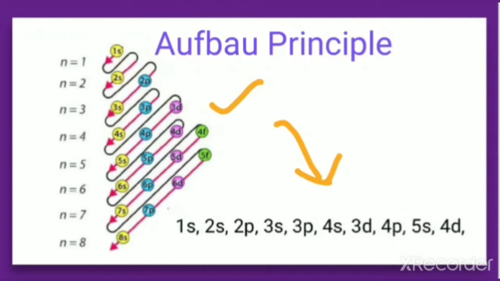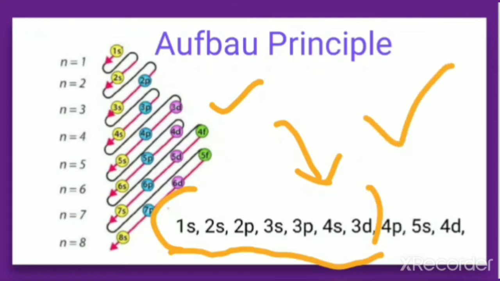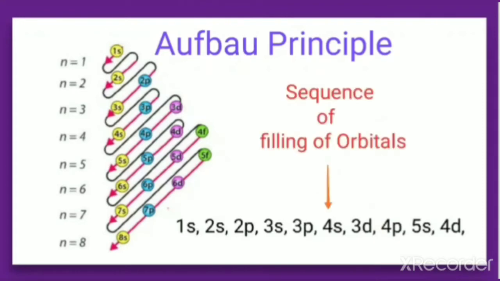From this, for us, the most important is up to 3d, because usually the atomic numbers we deal with are from 1 to 30, so only this much we require. So at least you learn this much part of it. Because of this only we are able to make the electronic configuration. So you must learn this sequence. So we can say that this is the sequence of filling of orbitals. That means first, the filling takes place in the lowest energy orbital, then 2s, then 2p, and so on. So whenever you are filling the orbitals, first you fill the 1s, then only the 2s, then 2p, 3s, 3p, and so on.